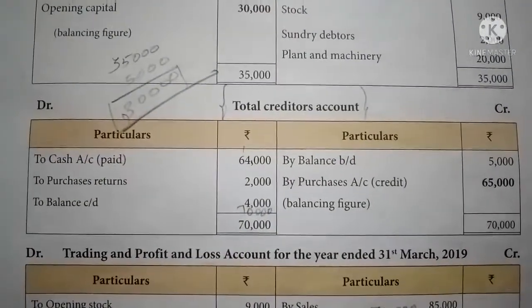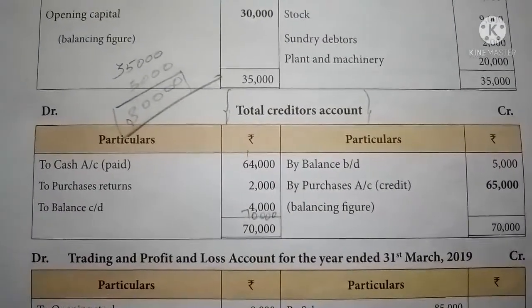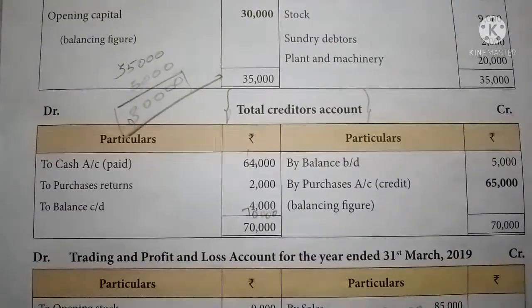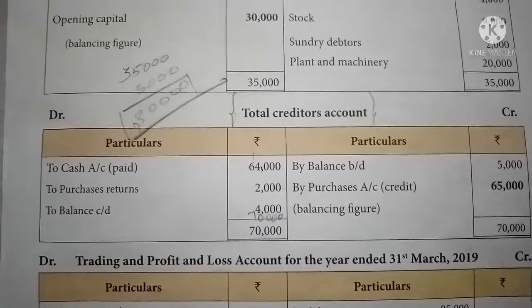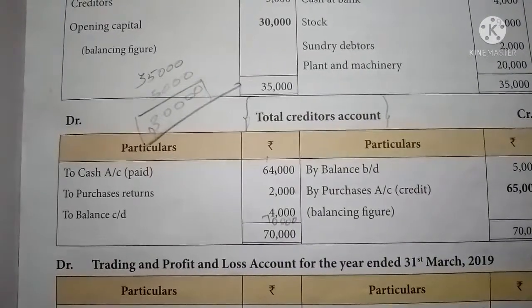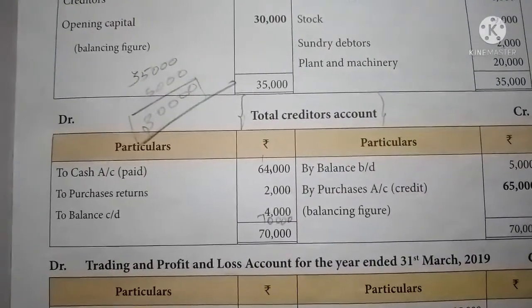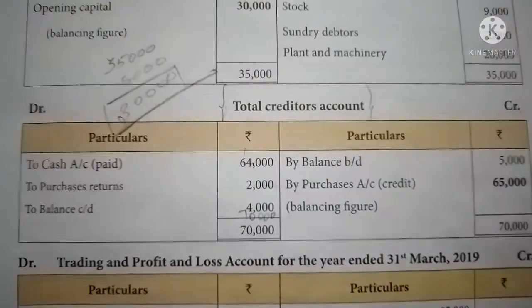So in order to find out the purchase value, you should prepare the total creditors account. It can be prepared as per the specimen you already discussed in this chapter. So use both the sides. As per the specimen, first you should write the opening balance of creditors, by balance brought down 5,000 on the credit side.